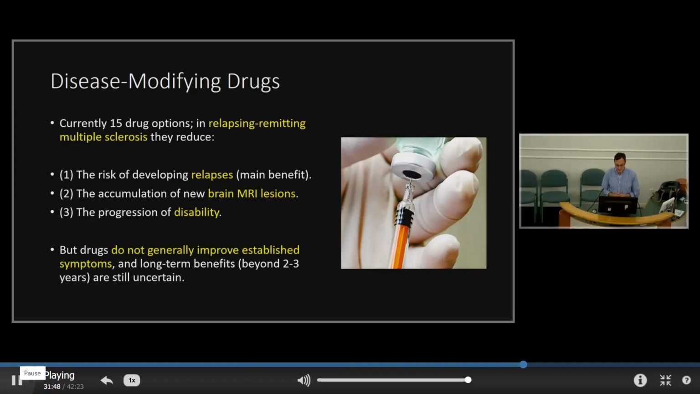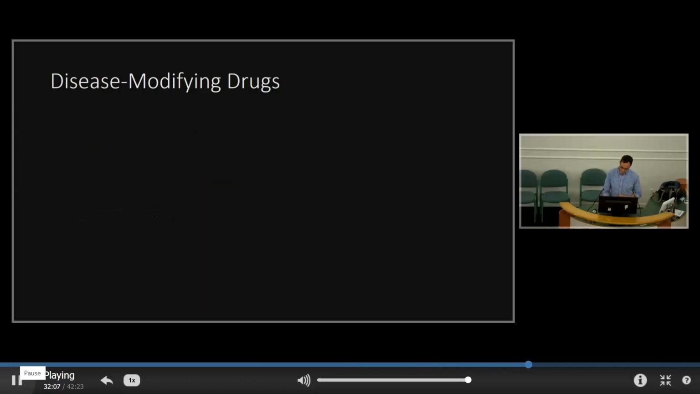So that kind of makes sense. And the long-term benefits beyond 2 to 3 years are still really uncertain. A lot of these drugs are fairly new, and do they actually slow down the central process of MS in the longer term? We don't know at all. So bear that in mind.